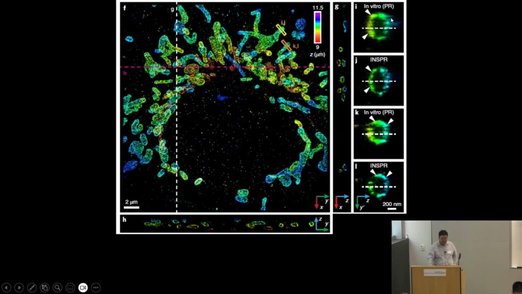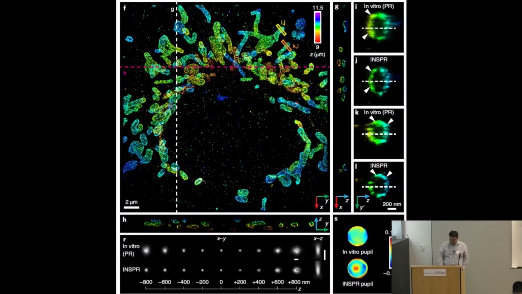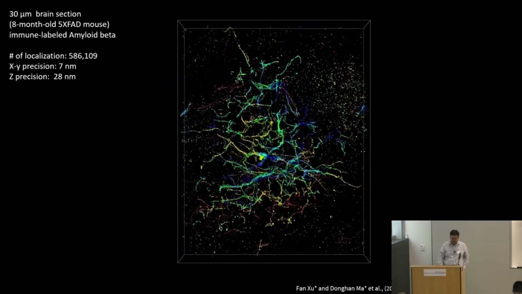You also remove the artifacts that come in when you have mismatches between the point-spread function you really detect and the point-spread function you obtain from the beads. If you look at the in vitro retrieved point-spread function, which is the on-bead point-spread function, or the INSPIRE one, which is the in situ one, you can see the difference. This actually reflects the spherical aberration you introduce imaging a little bit deeper into the specimen.